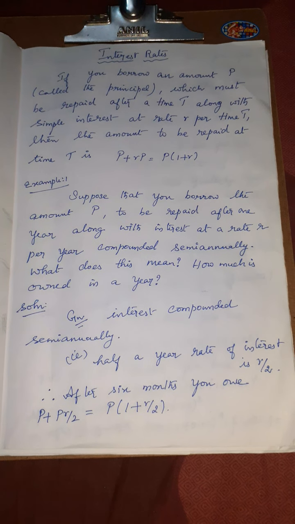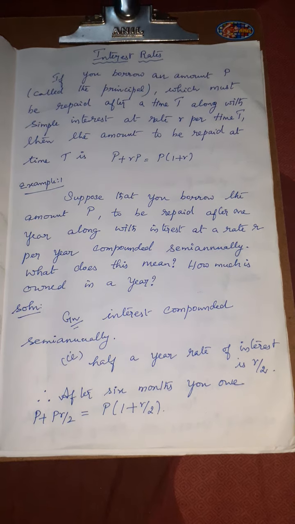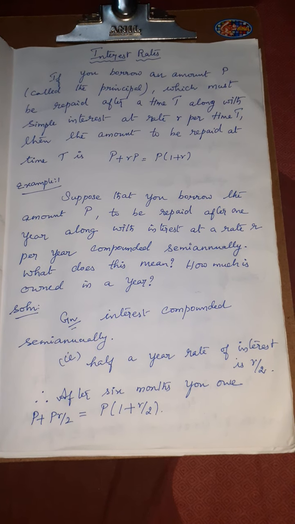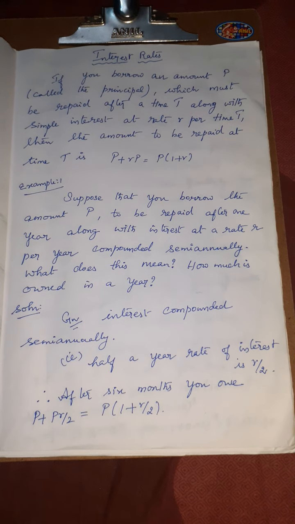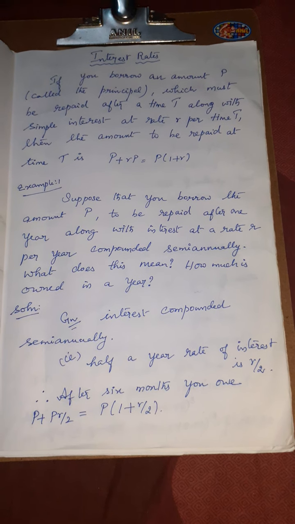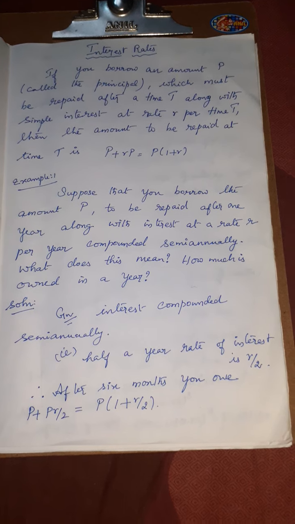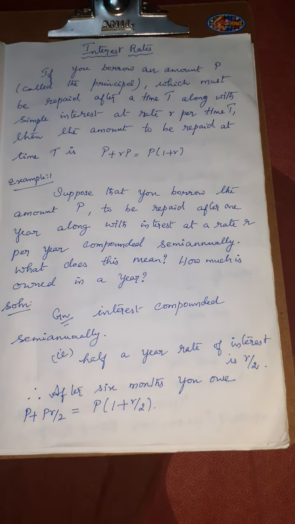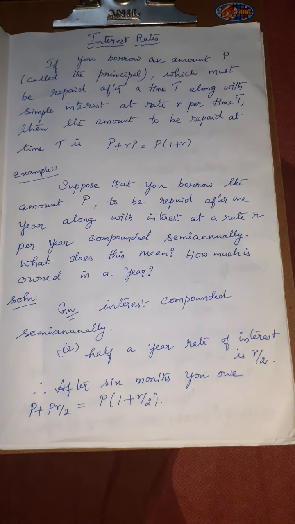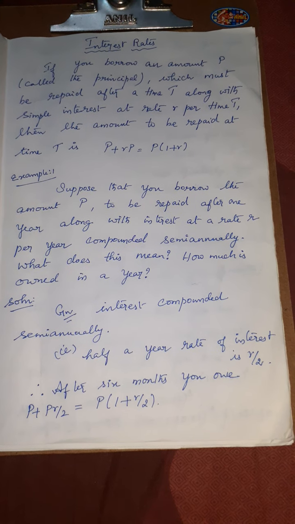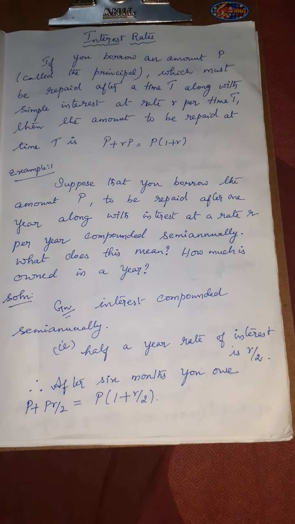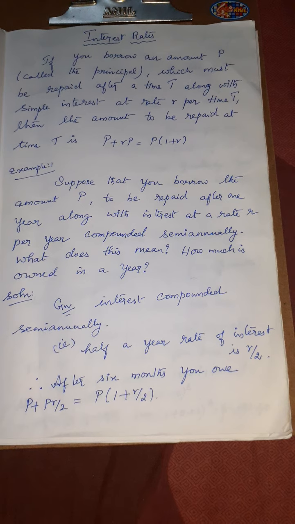The total interest rate is given as R. It has to be divided by 2. So R by 2, R by 2. For the first 6 months we have to pay R by 2 interest rate, and the amount which we have to pay after 6 months has to be accumulated for the next 6 months. That is, the interest rate given is R, so we have divided it into 2. So R by 2 is the interest rate for the first 6 months.